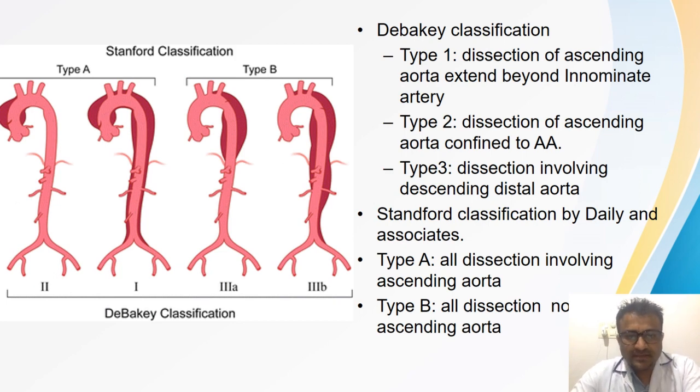The Stanford classification, which is given by Daily, classified the dissection into two, type A and type B. Type A is the dissection arising from and involving the ascending aorta, and all type B is all dissection which is not arising from the ascending aorta.